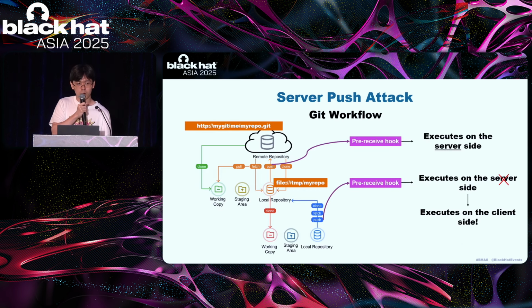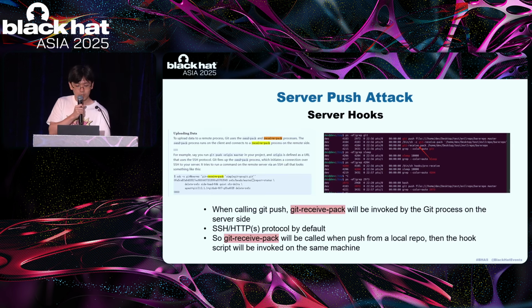So let's go back to our Git workflow. We have a pre-receive hook, which is a server hook. Supposing we have it on the server side, it should execute on the server side. But if we specify the pre-receive hook in a local repository, and it gets cloned, and we push from the working copy that we just cloned, the hook will actually execute on the client side instead of the server side. That is because when calling git push, the git receive-pack subcommand will be invoked by the git process.